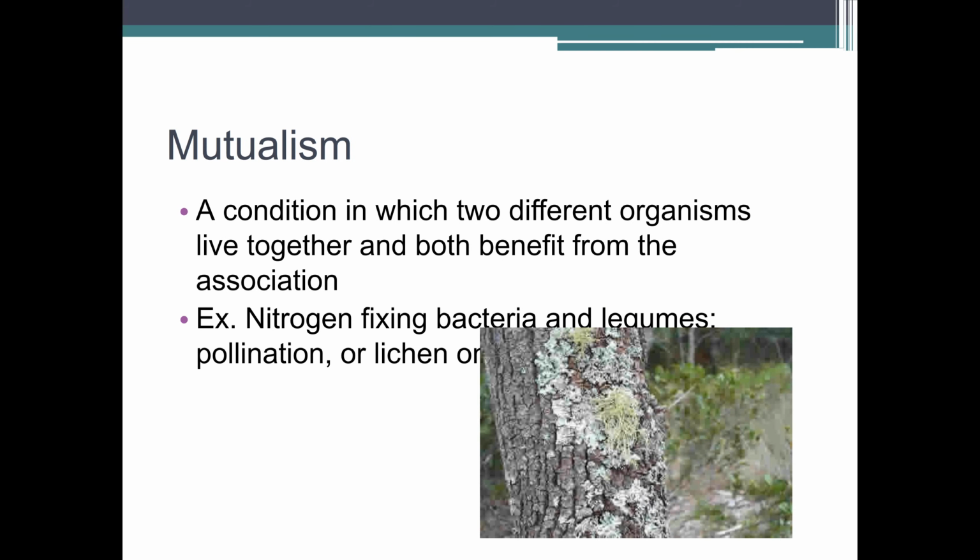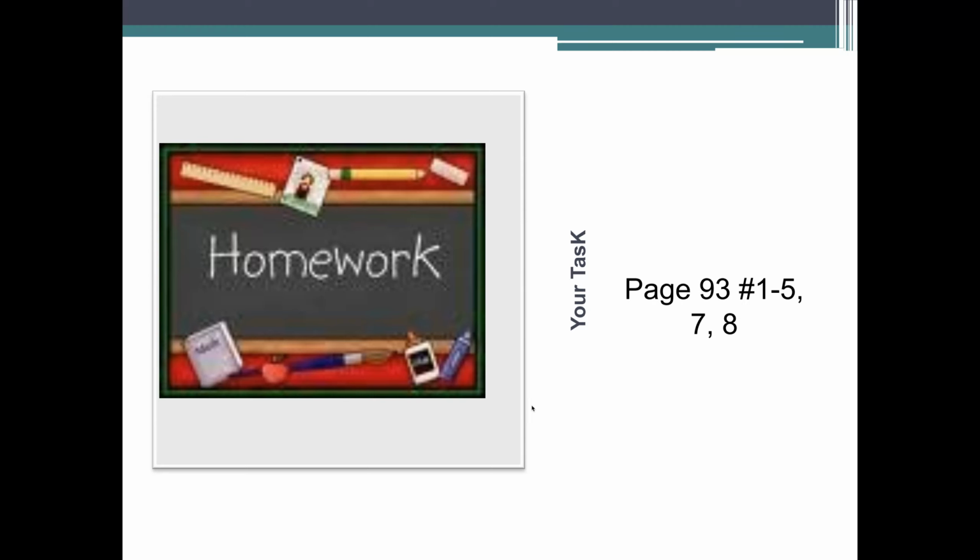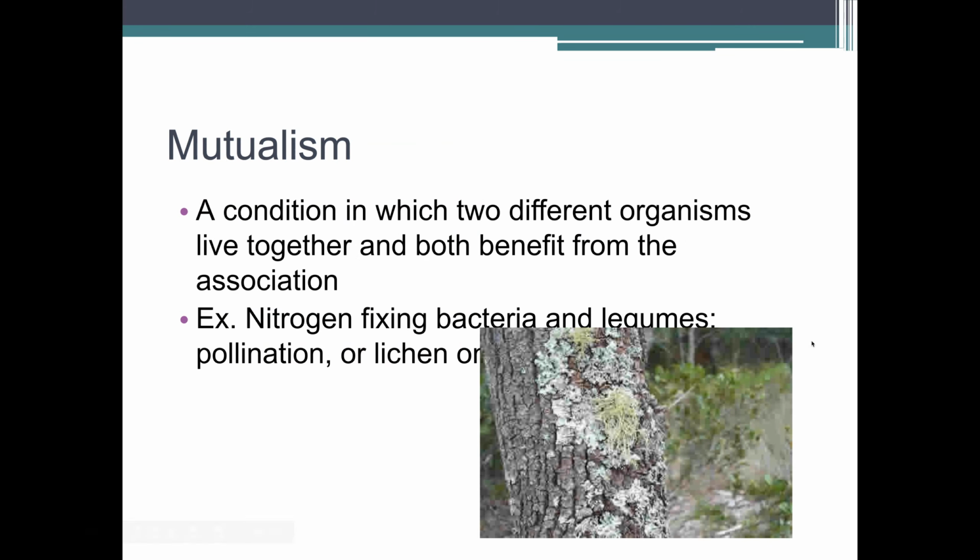Mutualism. Well, this is cut off, but in mutualism, both organisms benefit. There are nitrogen fixing bacteria in legumes, and pollination, things like that. In pollination, the bees pollinate all the plants, and by doing that, the bees are also fed and can make their honey and so on.